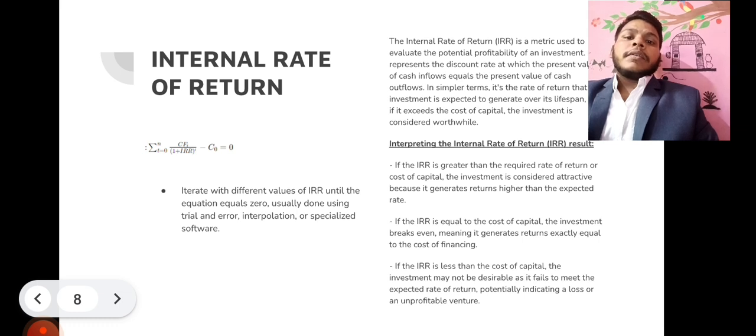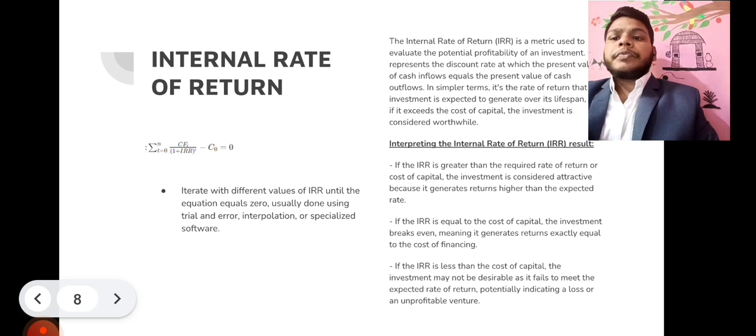Interpreting the IRR result: if the IRR is greater than the required rate of return or cost of capital, the investment is considered attractive because it generates a return higher than the expected rate. If the IRR is equal to the cost of capital, the investment breaks even, meaning it generates a return exactly equal to the cost of financing. If the IRR is less than the cost of capital, the investment may not be viable as it fails to meet the expected rate of return, potentially indicating a loss and an unprofitable venture.